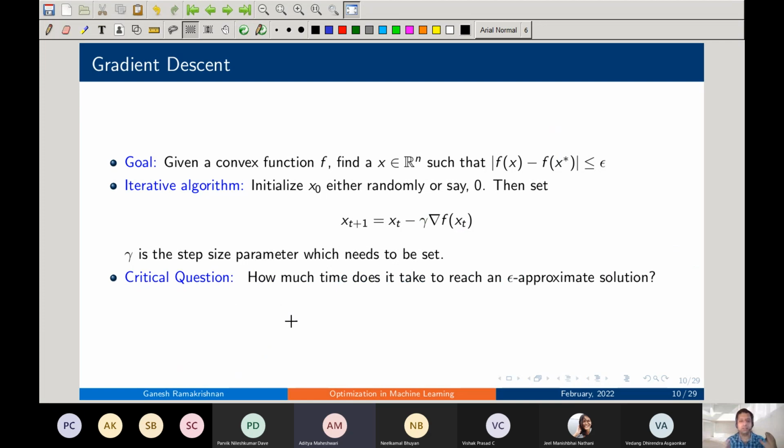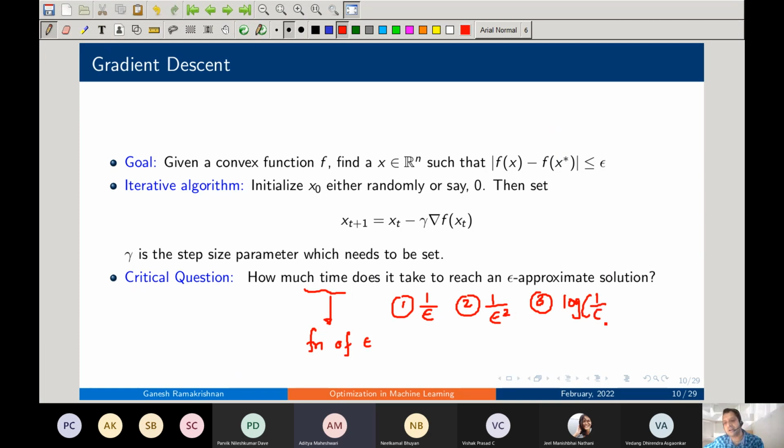So now the critical question is how much time does it take to reach an epsilon approximate solution, right? When I say epsilon approximate, I'm asking: can I characterize the time as a function of epsilon? What functions can you think of? Is it 1 by epsilon? Is it 1 by epsilon square? Is it log of 1 by epsilon? Which of these three will be most preferred? Question for you. Please answer.